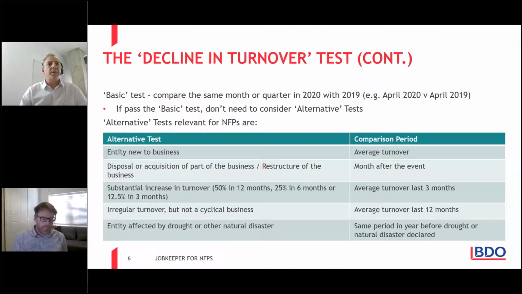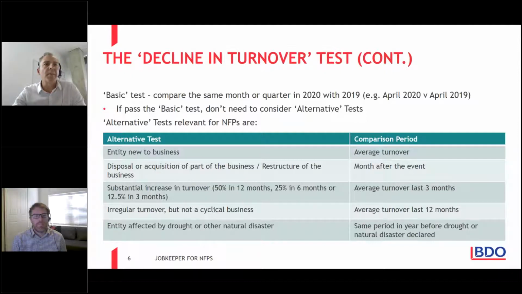If you've had an acquisition, a disposal, or a restructure of the business, you look at what the business looked like in the month after that event occurred, and then you compare that month to now. So if something happened, say in September, you look at what the month of October looked like and what it compares to now.